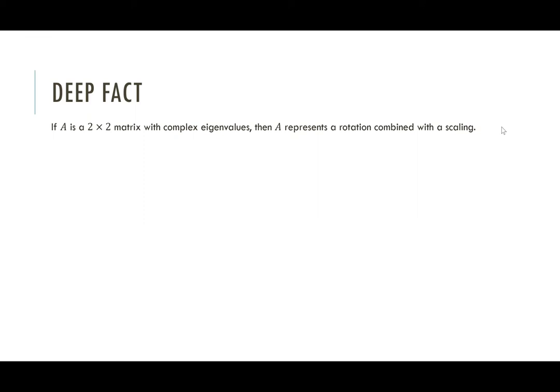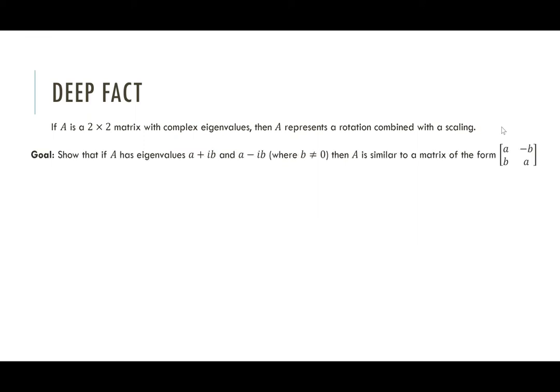So okay, let's prove this. Here's our goal. We want to show that if A has eigenvalues a plus ib and a minus ib, the conjugate pair, where b is not equal to 0, so these are really and truly bona fide complex numbers, then our goal is to show that A is similar to a matrix of the form (a, -b; b, a).